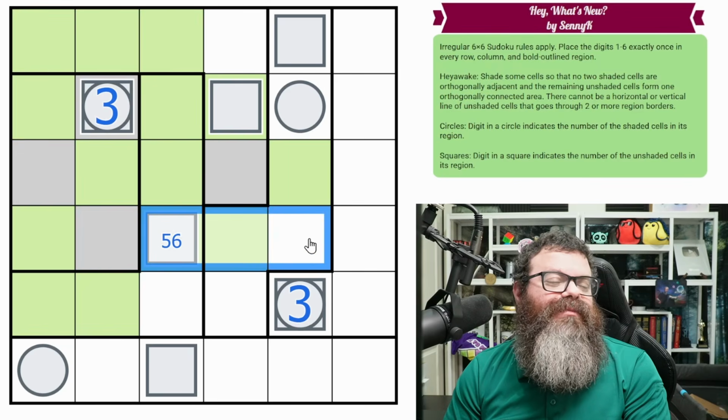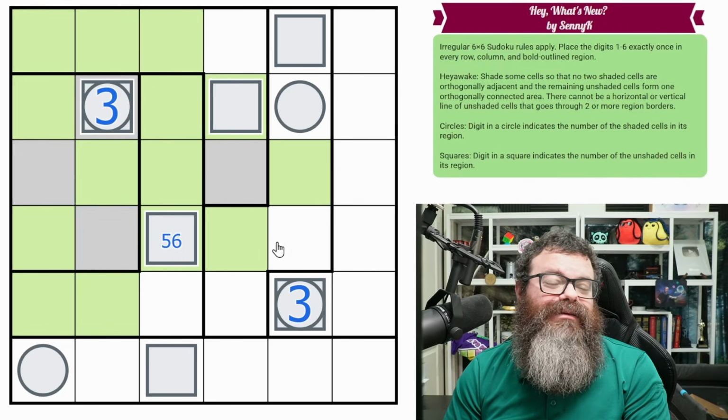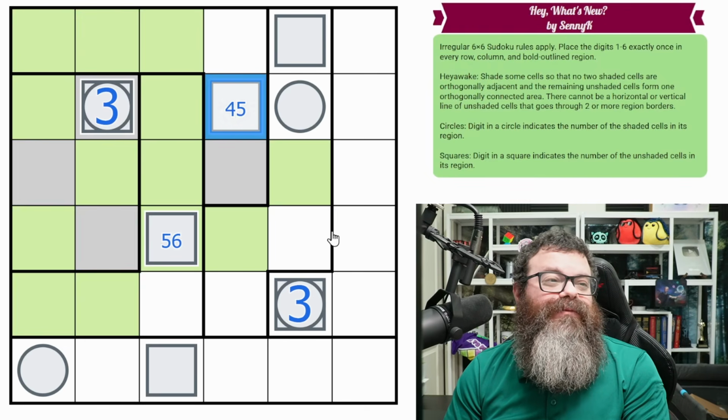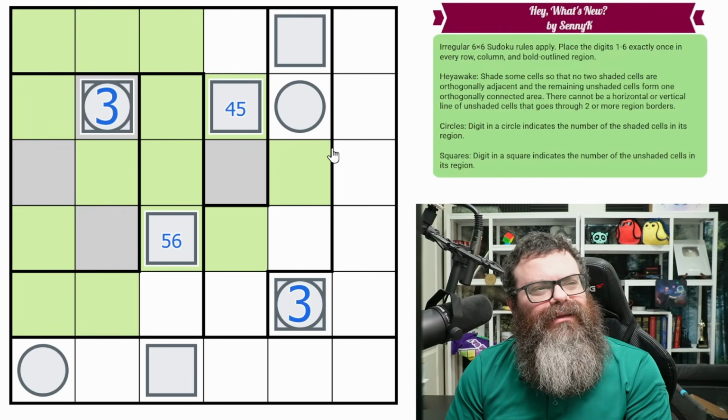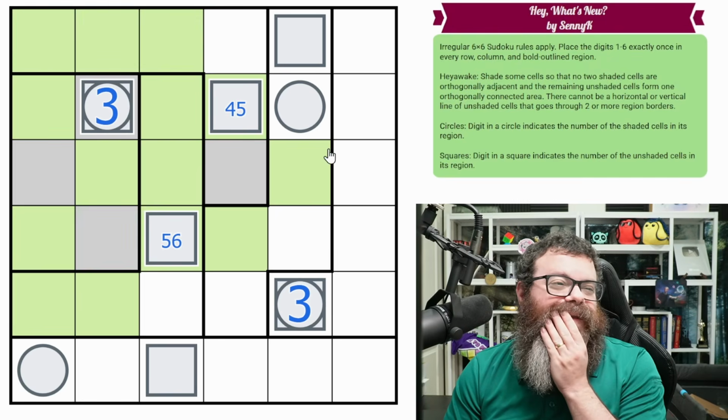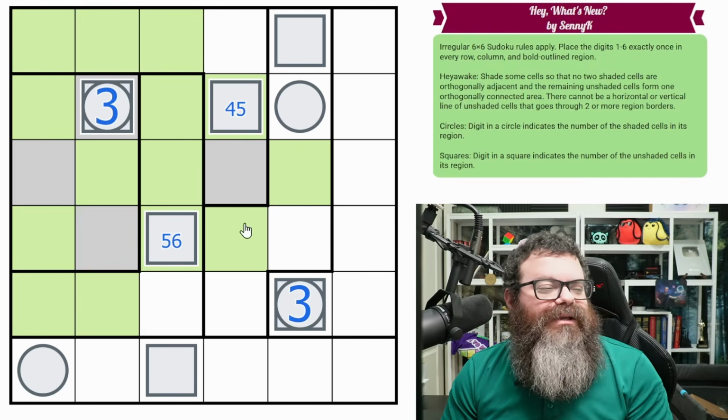This goes through 1, but it could go through 1 more because this isn't a region border. This is already 4. So this is 4 or 5. This is shaded, so it's not going to be a 6. Shaded or unshaded? Not sure. I don't think shading it breaks anything, does it? All right, what else can I do here?